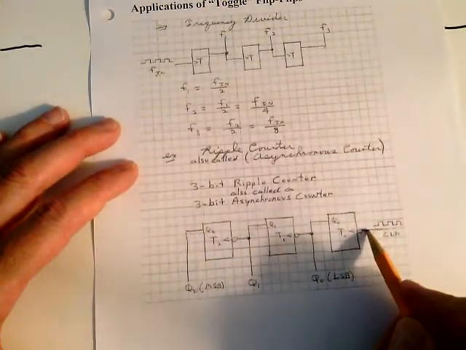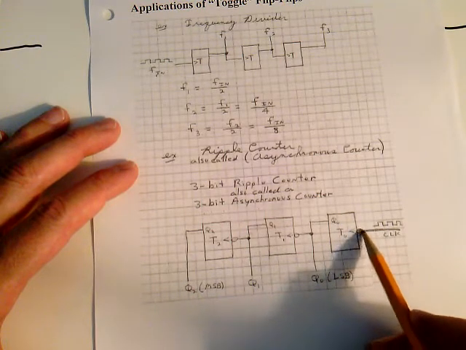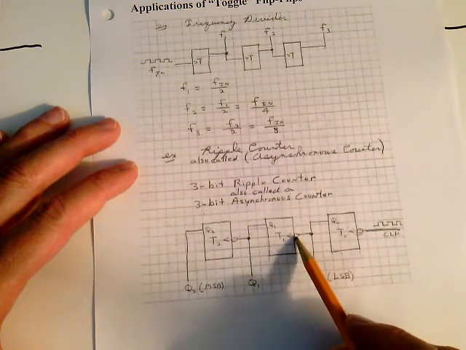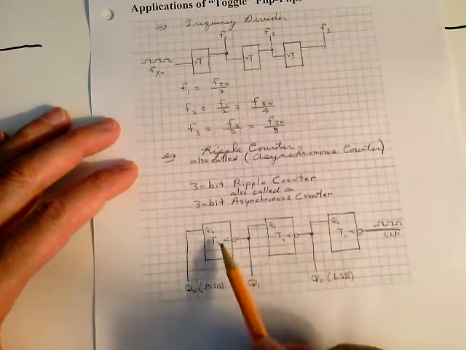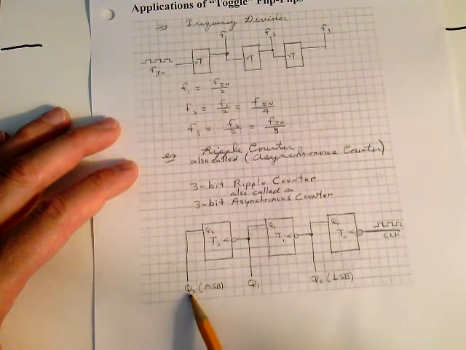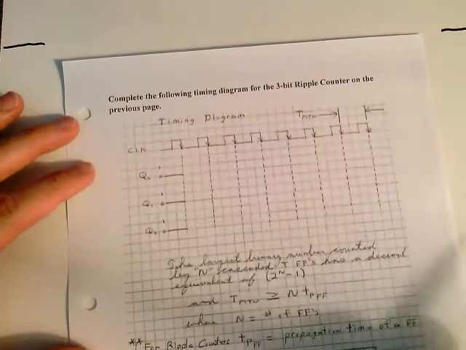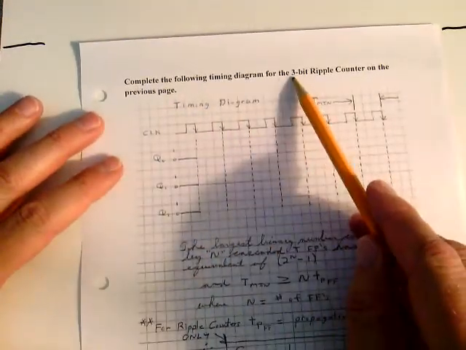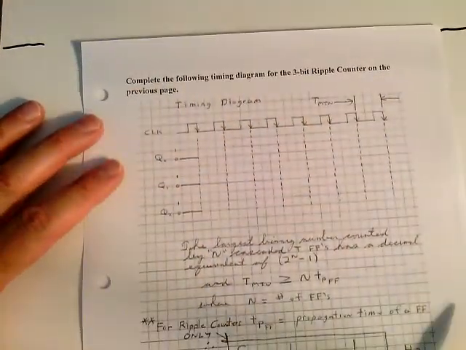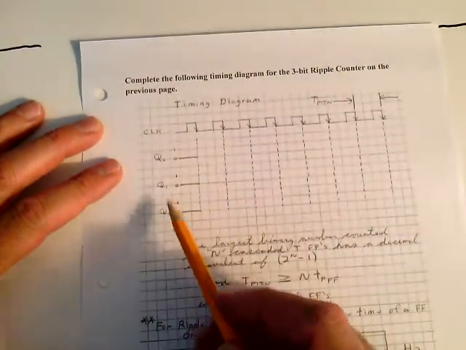It would be switched around if I'd bring the clock in on the right-hand side. So I'm going to feed the clock in so it's easier to understand here. I'm going to bring the clock in on the right side. It's a negative edge-triggered toggle flip-flop. Remember that. These are negative edge-triggered toggle flip-flops, with this being Q0, this being Q1, and this being Q2. If you take a look at page 162 or 163, I want you to complete the following timing diagram for the 3-bit ripple counter on the previous page. Well, we're going to assume the output is 0, 0, 0 for Q0, Q1, and Q2.